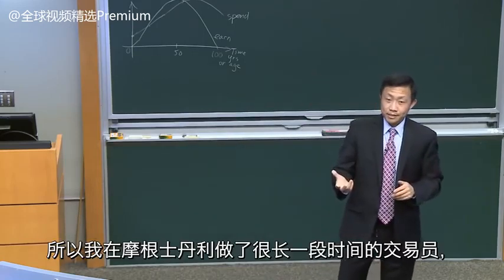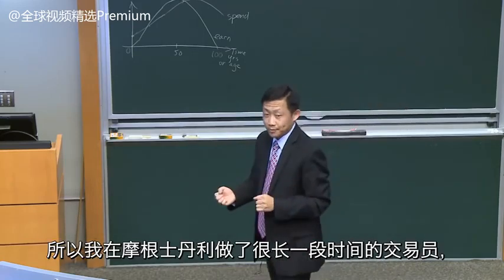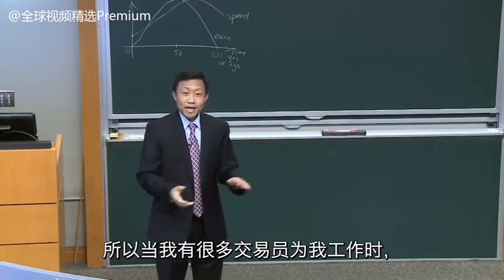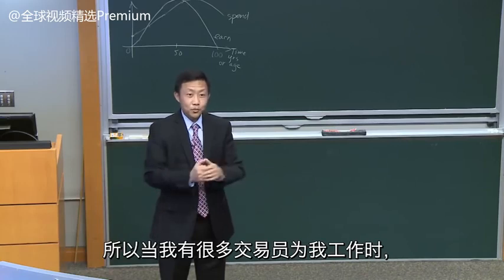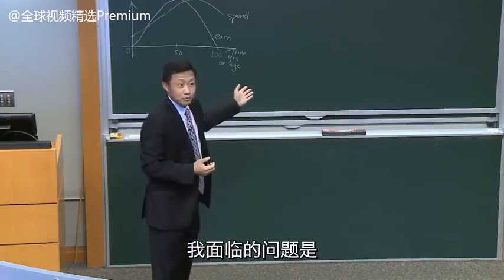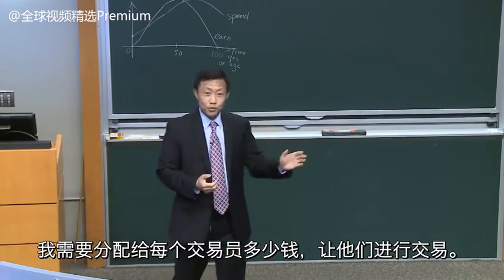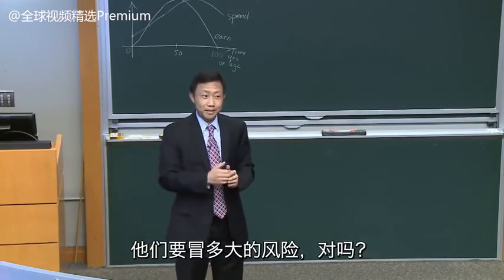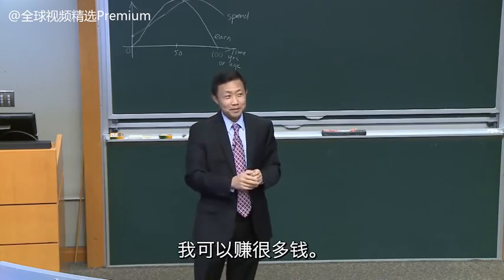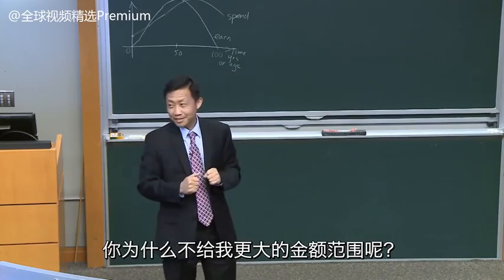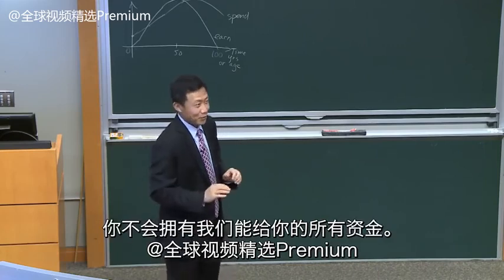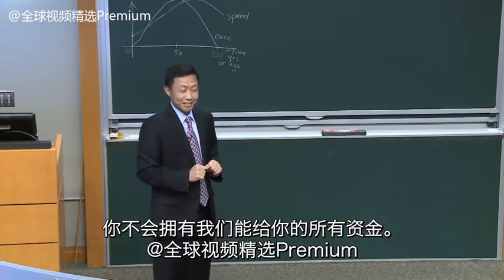I was a trader for a long time at Morgan Stanley, and later on a trading manager. So when I had many traders working for me, the question I was facing is how much money I need to allocate to each trader, let them trade, how much risk do they take, right? They all said, I have this winning strategy, I can make lots of money. Why don't you give me more limits? No, you're not going to have all the limits. You're not going to have all the capital we can give to you, right?